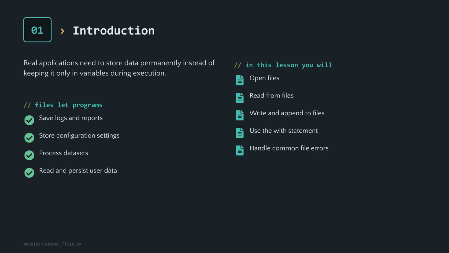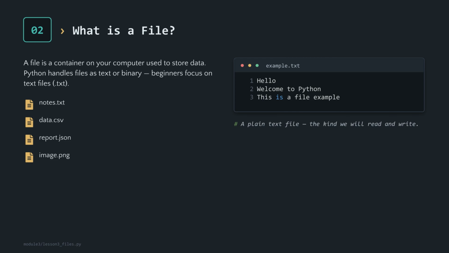In this lesson, we'll cover opening, reading, writing, and appending to files, all while using the with statement and handling common file-related errors. What exactly is a file? At its simplest, it's a data container on your computer. While there are many types, such as CSVs, JSONs, or images, we will primarily focus on plain text files. These are the foundation for learning how Python interacts with file systems.